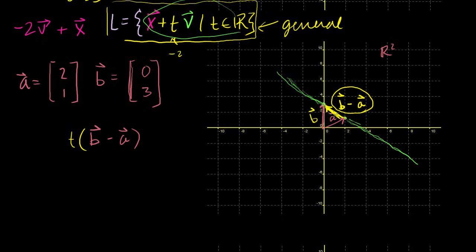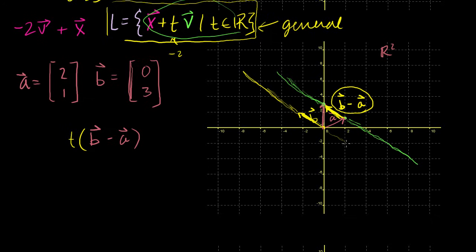So b minus a looks like that. But if we were to draw it in standard form, remember, in standard form, b minus a would look something like this. It would start at 0. It would be parallel to this. And then from 0, we would draw its endpoint. So if we just multiplied some scalar times b minus a, we would get points or vectors that lie on this line.